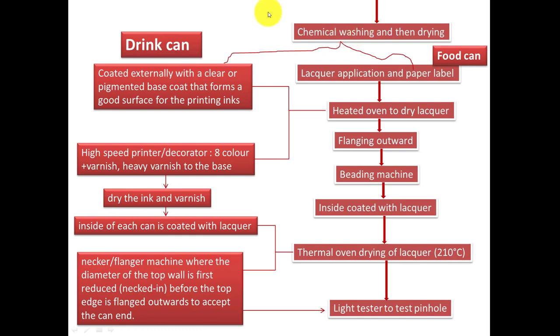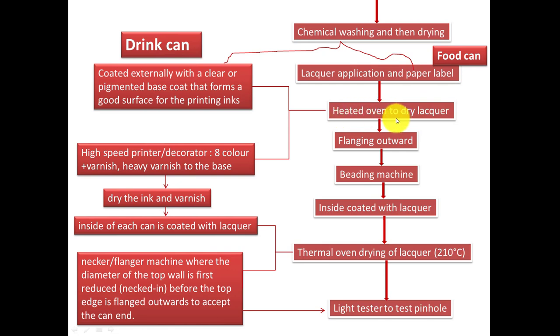Now again we have two options for what we wish to produce. Either we wish to produce a drink can or a food can. There is a little difference between the two processes. In case of food can, first we will apply the lacquer and then we will apply the paper label on the outside. Then it is heated for drying of this applied lacquer.